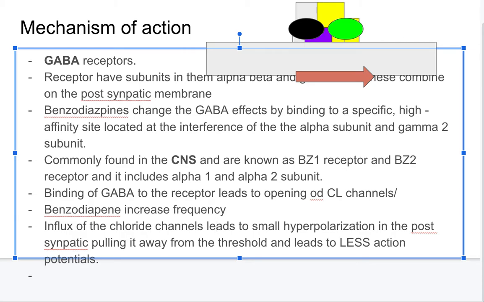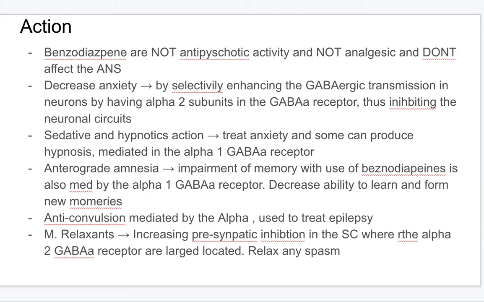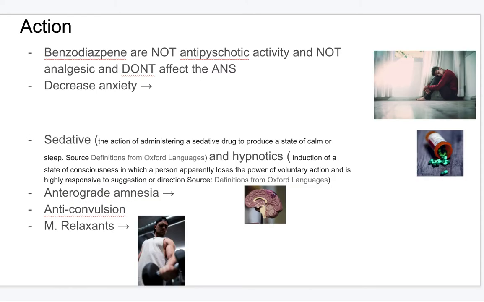GABA binds, with more frequency of opening these chloride channels over here, more negativity, fewer action potentials. That's really how simple benzodiazepine is. Now, guys, I want to talk a bit more about the clinical activity. Before I get into the details, I just want to summarize it.